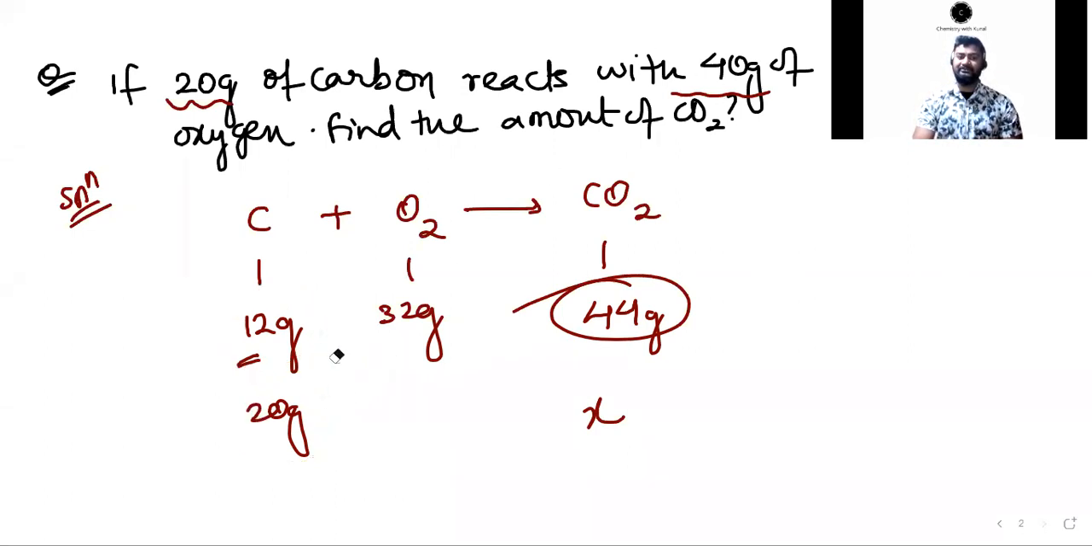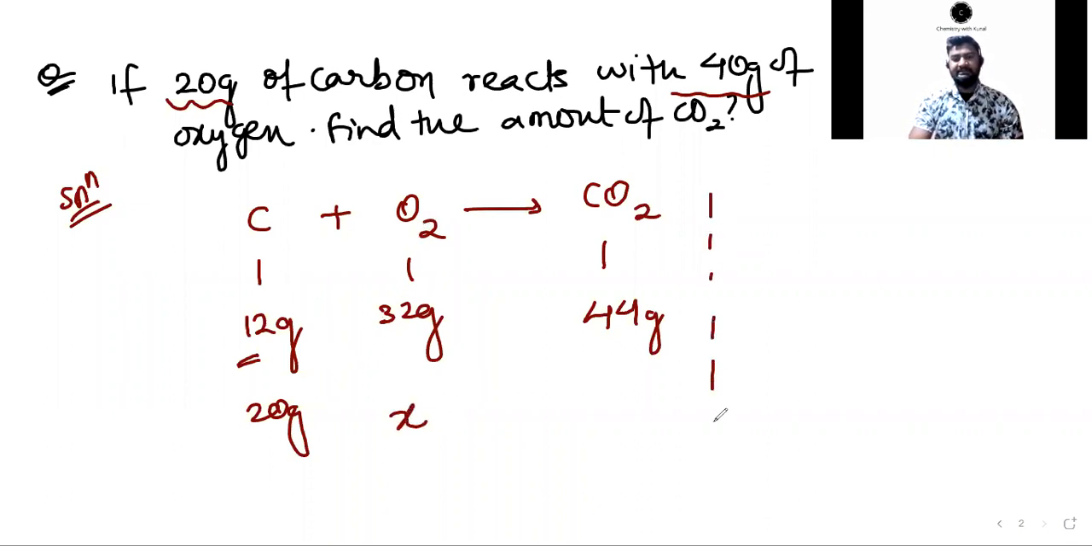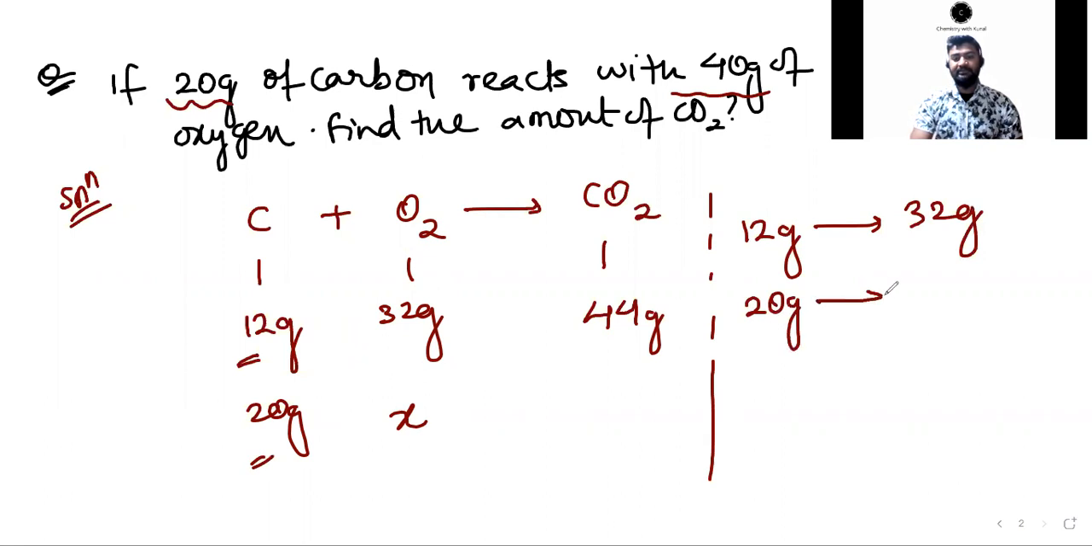Yes, it's a trap. Whenever you see two masses given in a question, you must get suspicious that this could be a question of limiting reagent. Okay, let us take it as X and see for 20 grams of carbon, how much oxygen is actually required. So let's do the math. For 12 grams, we need 32 grams as per the stoichiometry. Then for 20 grams, how much will be needed? X, right? Let's cross multiply them and see what we get.